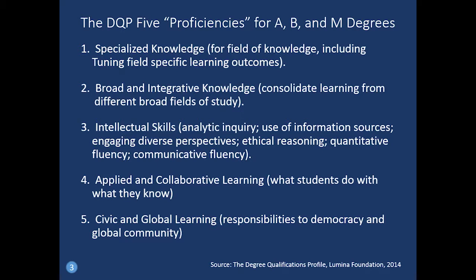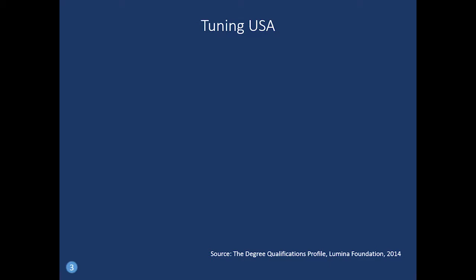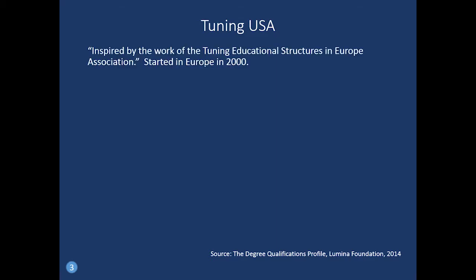And just briefly, here are the 5 broad areas that are called proficiencies and that are expected to be attained at some degree of proficiency for each of the degrees, A, B, and M. And they're specialized knowledge, and you can see that includes the tuning field, which we're going to talk about. And some of you may be familiar with that because in your disciplines, tuning deals with specific disciplines and involves folks from across campuses and all the different fields in a particular discipline. And another area in which folks need to be proficient to get a degree would be the broad and integrative knowledge. In other words, consolidating knowledge from different fields.